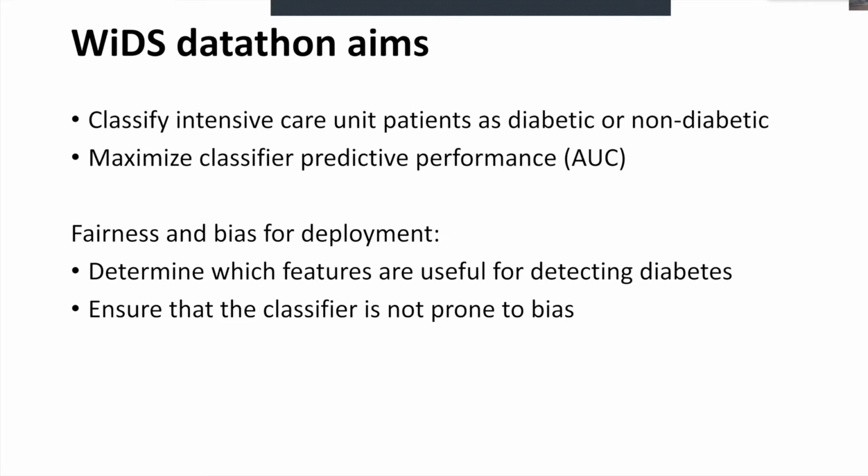And in order to do this, we need to have a very good understanding of the decision-making process of our classifier and determine which features have the most influence on whether or not someone is diabetic, which features increase the likelihood of being diabetic, and which features decrease the likelihood of being diabetic. It's also important to ensure that the classifier is not prone to bias and that it doesn't discriminate against a certain ethnic group or gender.